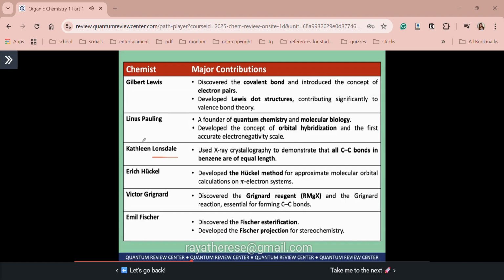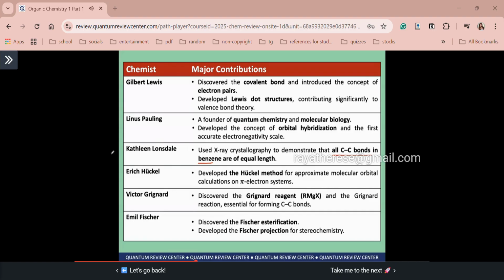Kathleen Lonsdale used an instrumentation analysis through crystallography experiments. Remember, class, X-ray crystallography is used for structure elucidation, and particularly, she devised the bond length for your carbon-carbon bonds in our cyclic aromatic ring structure of benzene, okay? So remember that. Lonsdale devised our bond length of your benzene aromatic carbon-to-carbon bonds.